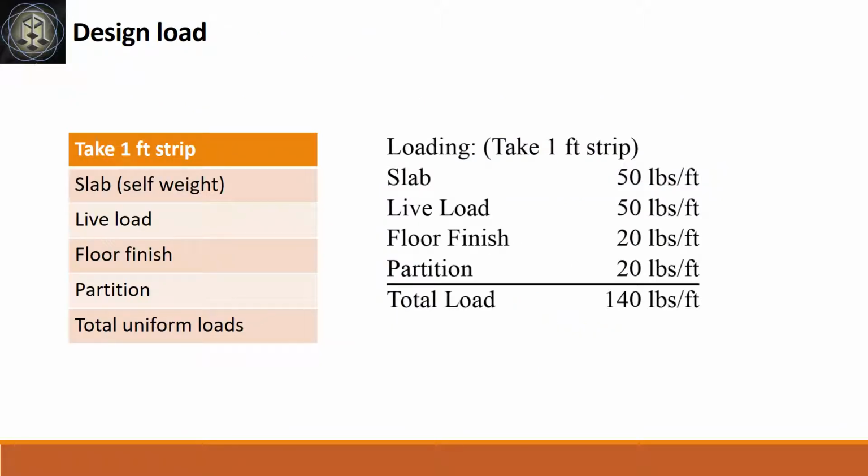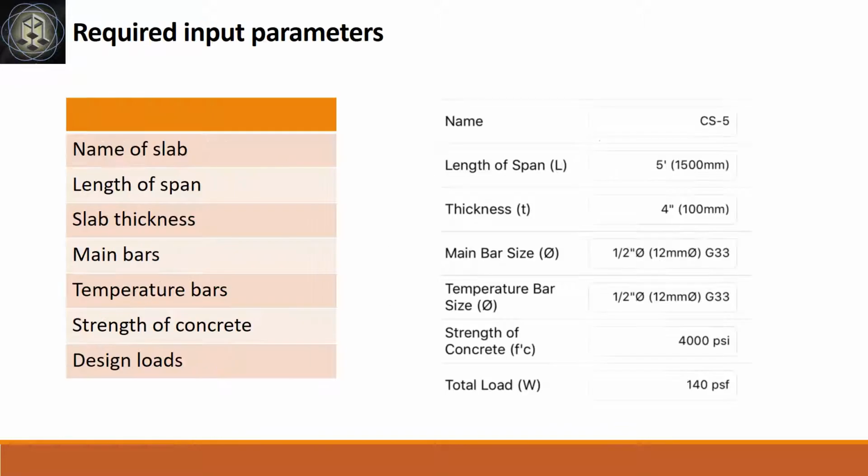The load for 4 inches thick slab is 50 pounds per foot. An office live load is 50 pounds per foot. Floor finish is 20 pounds per foot and partition is 20 pounds per foot for a total load of 140 pounds per foot. Enumerate input parameters required.